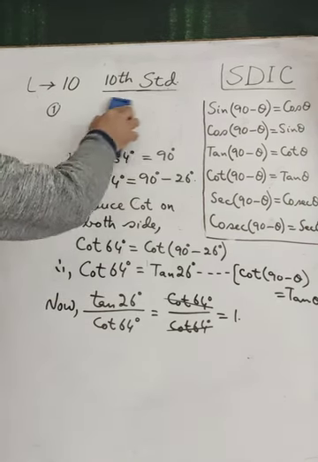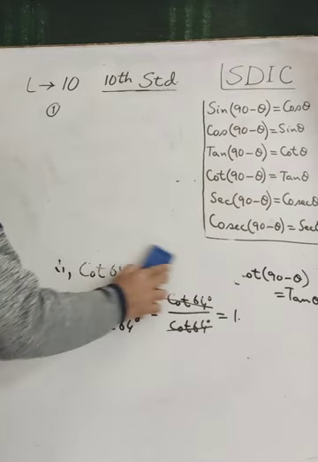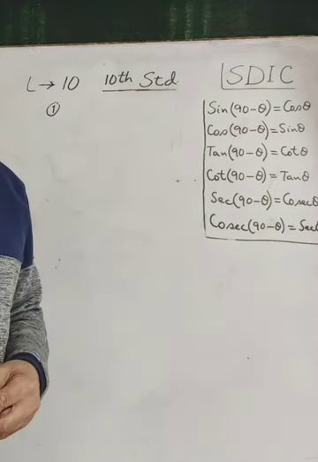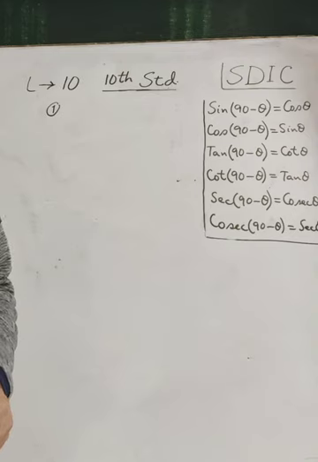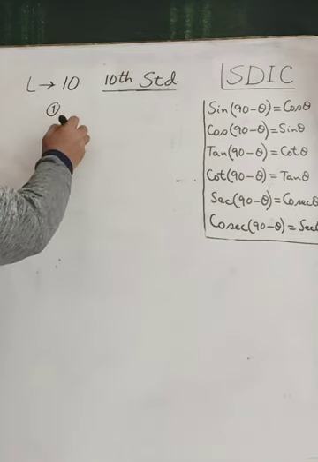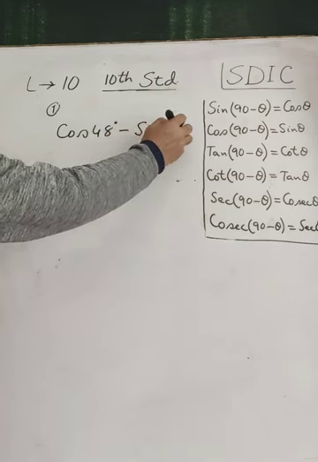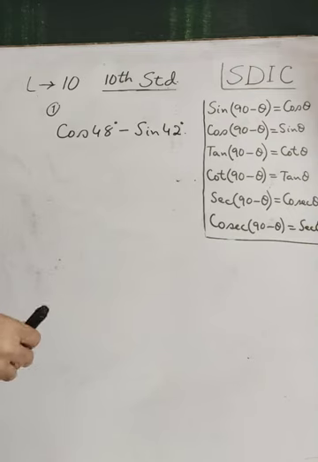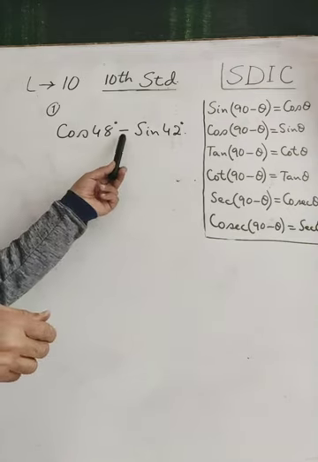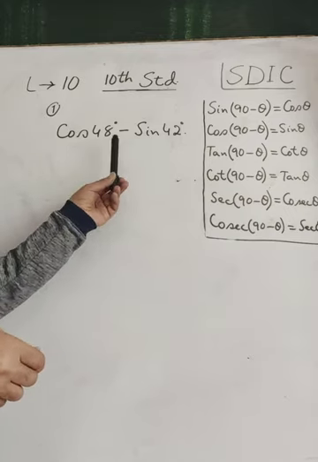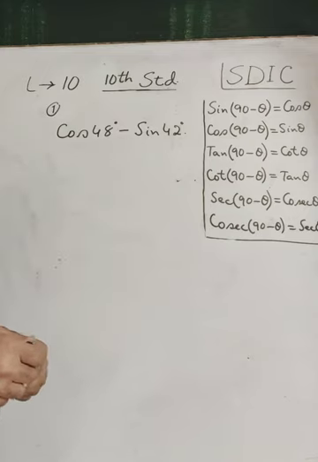Now, part number 3. In the first and second parts, we had to divide the two. Now you have the difference of two. Part number 3, we have cos 48 degrees minus sin 42 degrees. The operational sign has changed. Instead of division, it is minus now. But the procedure will be the same, and the result this time will not be 1 because it is subtraction here. Let us see in the case of subtraction what the answer will be.